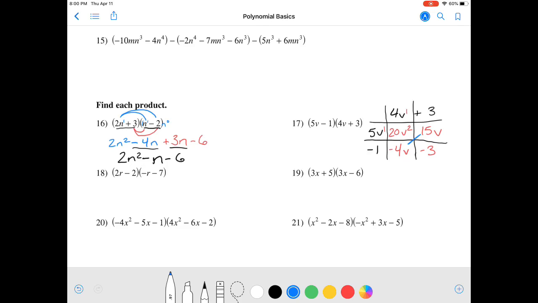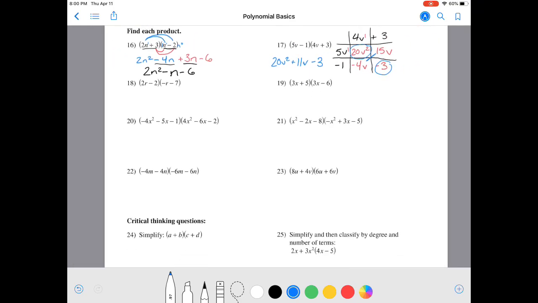Remember, the like terms are diagonal from each other in the box method. So negative 4v and 15v are like terms because they have the same variable with the same exponent of 1. So we're going to do 15 minus 4, which is 11. So we get 11v. The 20v squared and the negative 3 don't have any like terms. So they just get added on to the front and the back of the polynomial, and we just leave them alone. So our final answer for this one is 20v squared plus 11v minus 3.